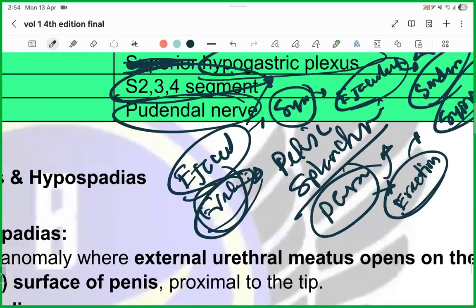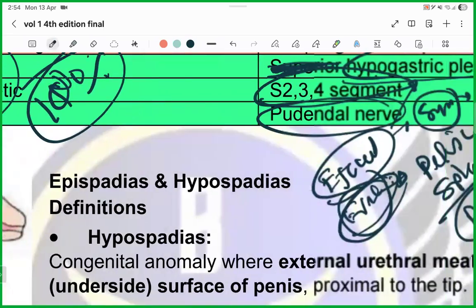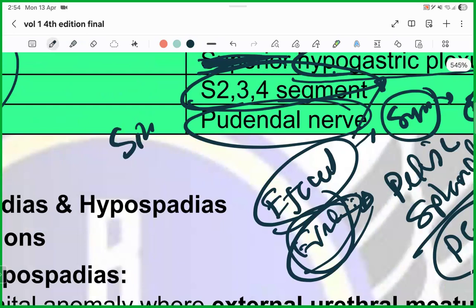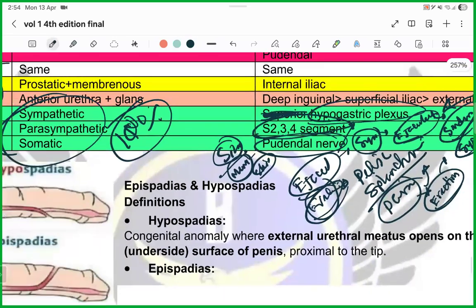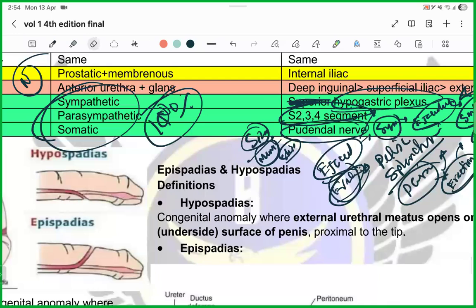Then the pudendal nerve. The pudendal nerve is S2, 3, 4 also, and it supplies the membranous urethra, and of course the skin. It supplies mainly the membranous urethra, like the skin of the perineal area. Okay, the perineal area skin, like your anus and around this area.